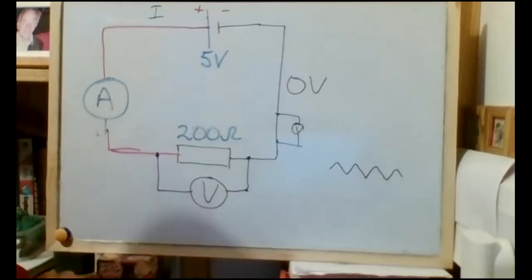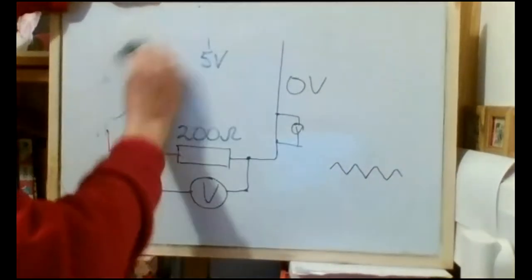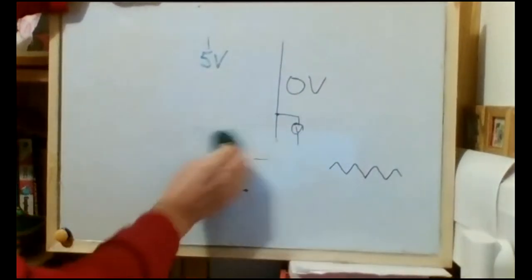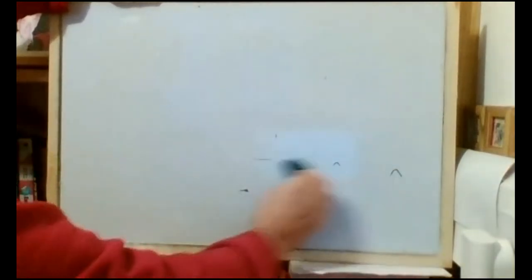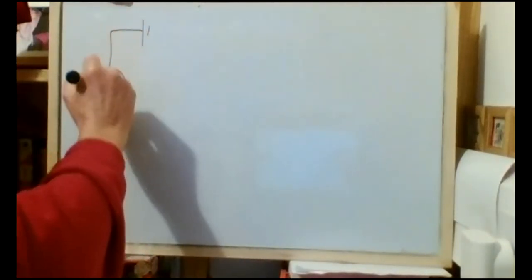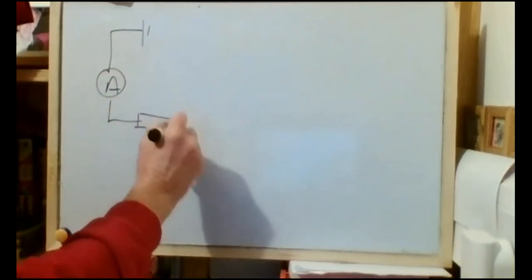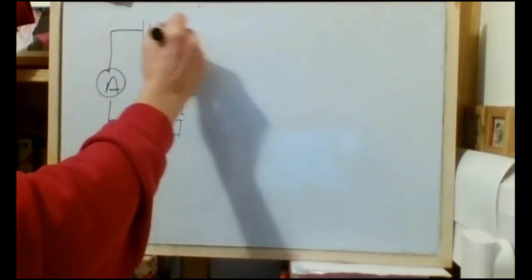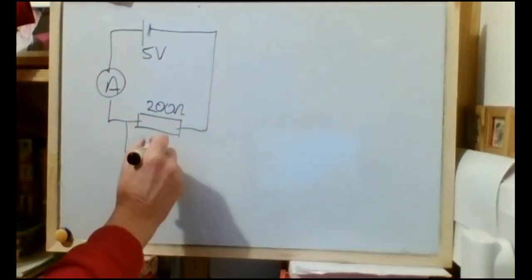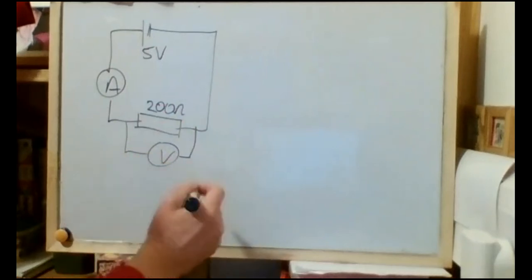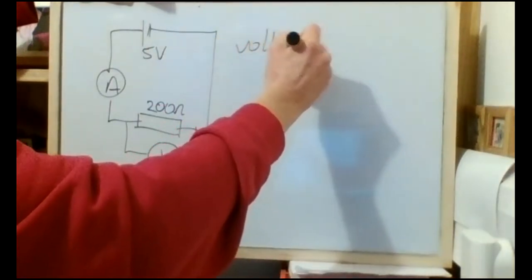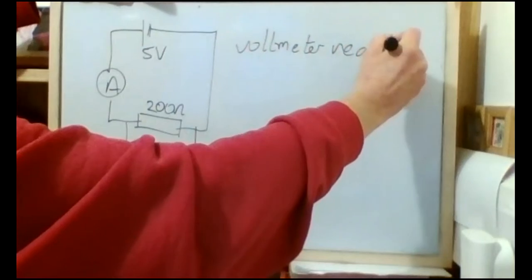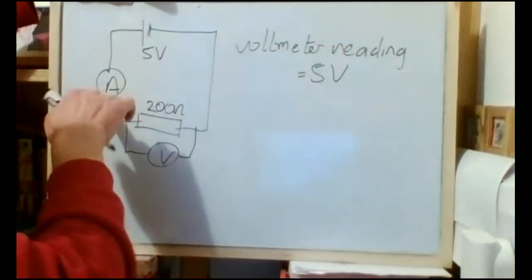To finish off this section, we now just need to apply Ohm's law. So I might just redraw the diagram again, a smaller version of it. We have a 5-volt battery, an ammeter connected to a 200 ohm resistor. I haven't drawn the different colors this time. So we know the reading on the voltmeter is 5 volts. What current have we flowing?